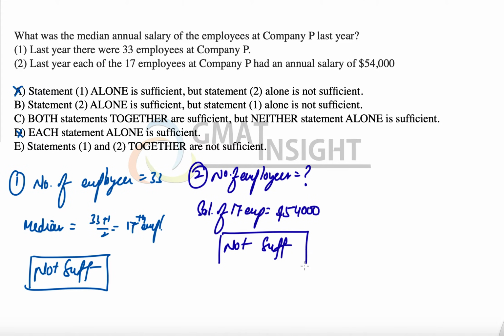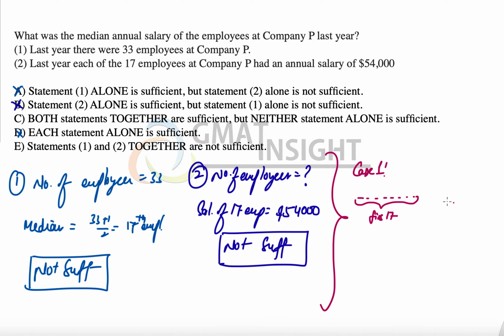Now we have to combine the two statements and see whether together they are sufficient or not sufficient. After combining them, the information that we have is that there are 33 employees and we have the salary of 17 employees. Then we can think of three possible cases. Case 1, when the 17 employees spoken about, whose salary we know, are the first 17 employees, and then we have 16 employees afterwards, because a total of 33 employees are available. Case 2 is when the 17 employees fall anywhere in between, and we have some employees before them, some employees after them.